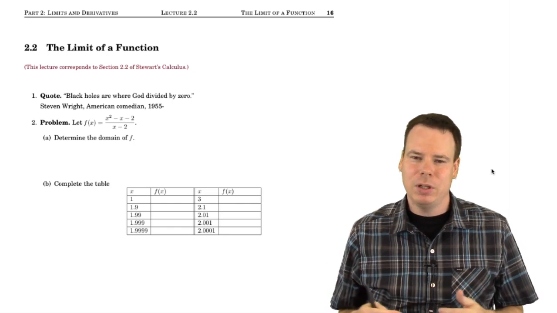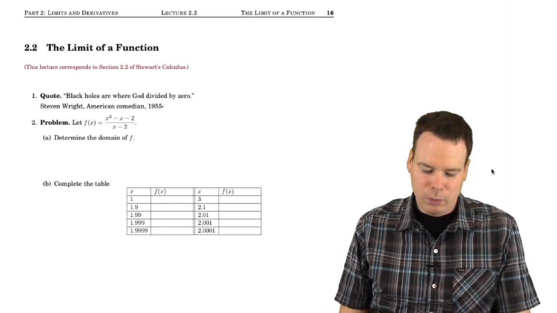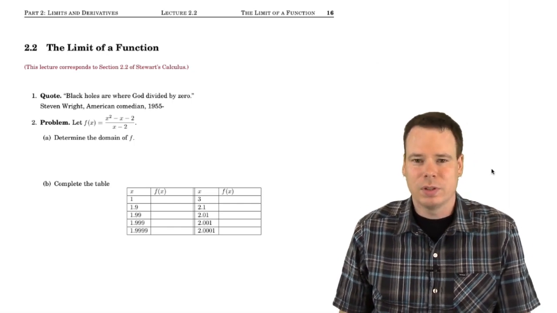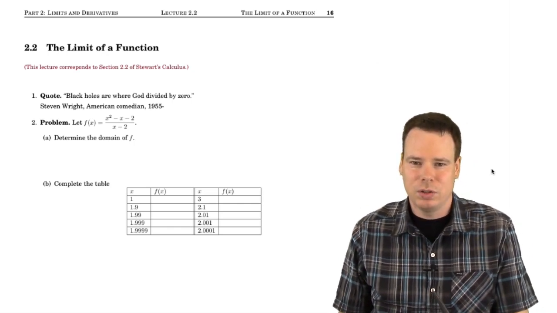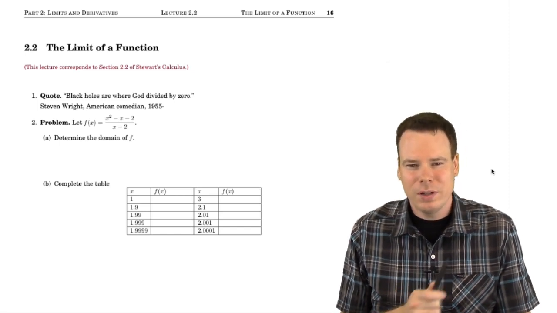What do we mean by a limit of a function? So let's look at an example. We have a function here, f of x equals x squared minus x minus 2 all over x minus 2. What is the domain of this function?